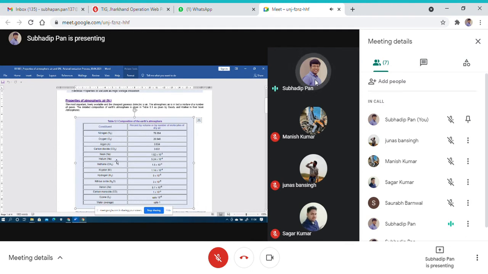Those who have a chemistry background will discuss very well the molecular structure of nitrogen, the molecular structure of oxygen, and the molecular structure of CH4, methane. So also nitrous oxide and carbon monoxide, these things.